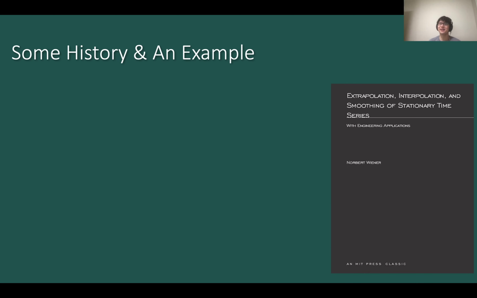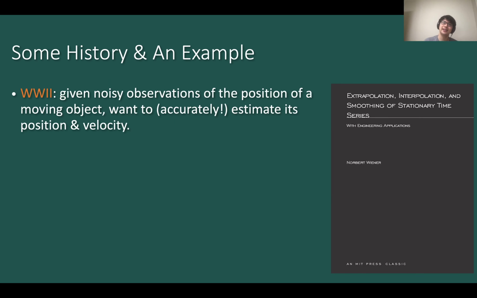And the story of the Kalman filter actually starts before Kalman, even in the 1940s with Norbert Wiener. And Norbert Wiener was a very interdisciplinary mathematician. And during World War II, he became interested in this problem that was very relevant to the war. And the problem was, given noisy observations of the position of a moving object, to accurately estimate its position and velocity. Okay?